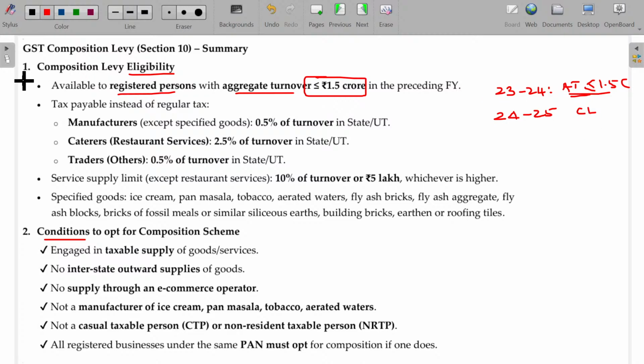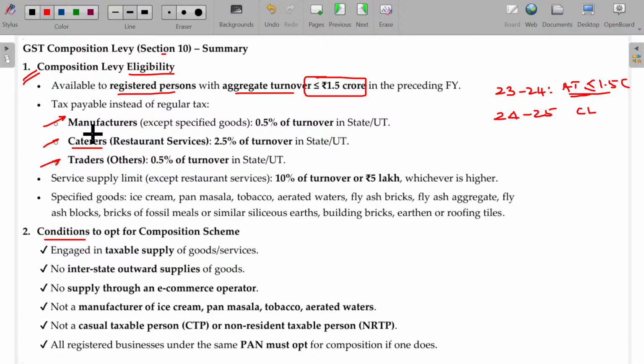This particular first point is applicable as per section 10 only for 3 persons: manufacturers, caterers, and traders. Come on, tell me, is there any service provider? We don't have the service provider. Who is called a trader? The person who buys the goods and sells the goods is the trader. So naturally, service providers will not fall under this case. Only one service provider falls here, who is called the caterer.